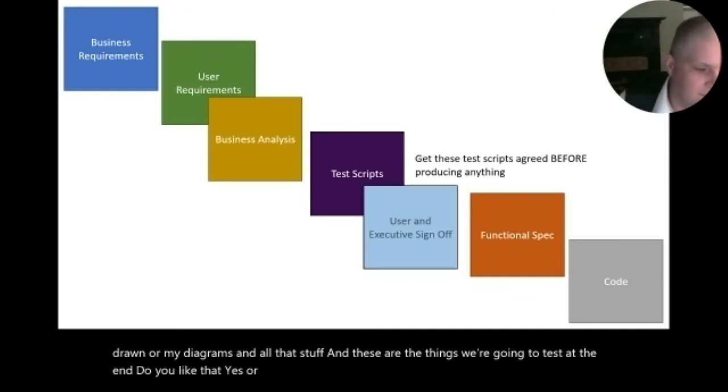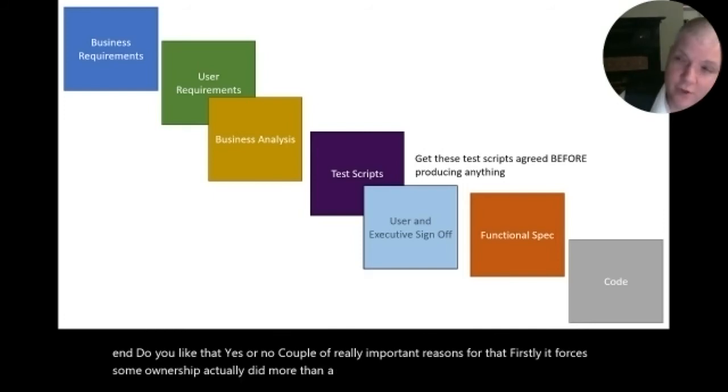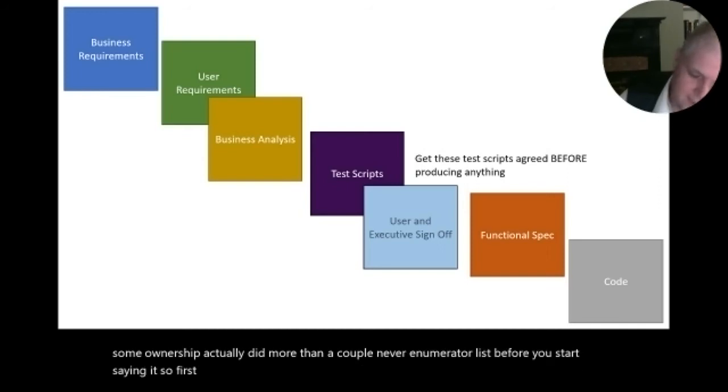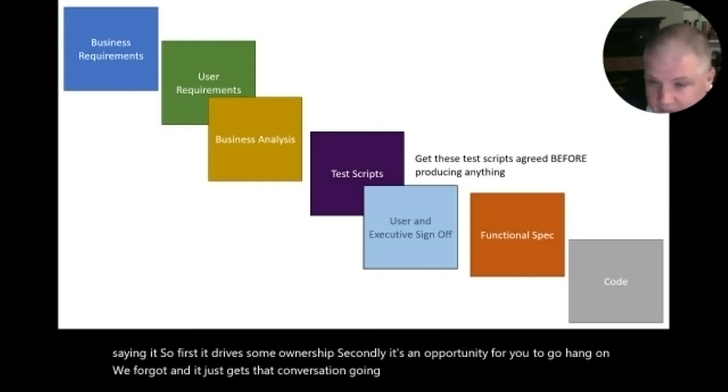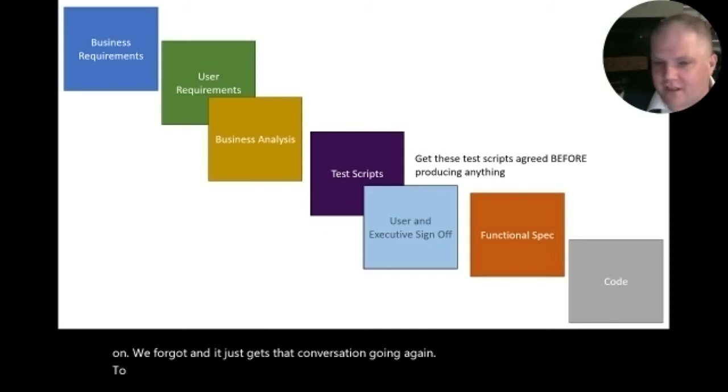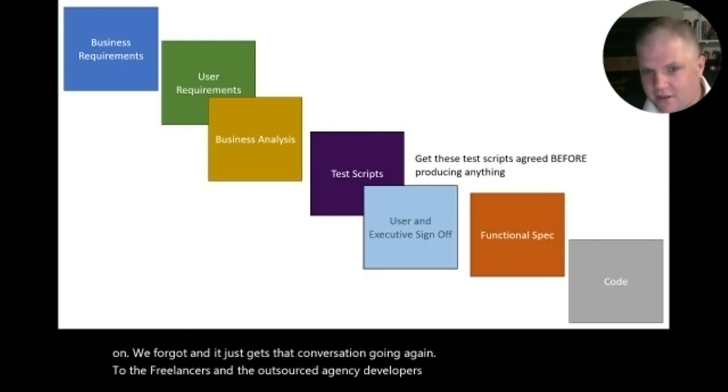A couple of really important reasons for that. Firstly, it forces some ownership. Actually, there's more than a couple. Never enumerate a list before you start saying it. So first, it drives some ownership. Secondly, it's an opportunity for you to go, oh, hang on, we forgot. And it just gets that conversation going again. Lastly, to the freelancers and the outsourced agency developers in the room, it makes it much harder for the customer to refuse to pay for it later.